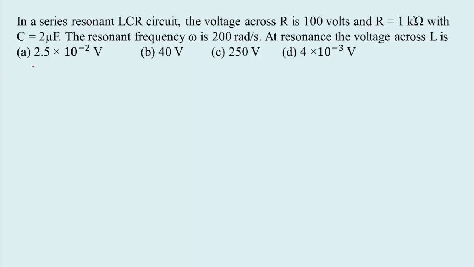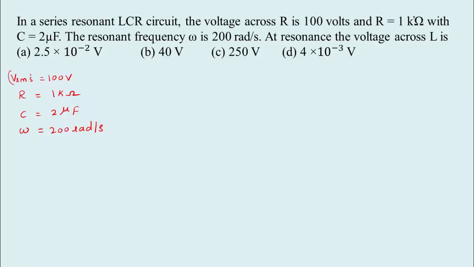See here, voltage is given, that is Vrms equal to 100 volt, that is voltage across resistor is given, and resistance is 1 kilo ohm, that is 1000 ohm, and C is 2 microfarad. Then angular velocity omega is given 200 radian per second. So we have to calculate the voltage across L. Right? So voltage across L we have to calculate.